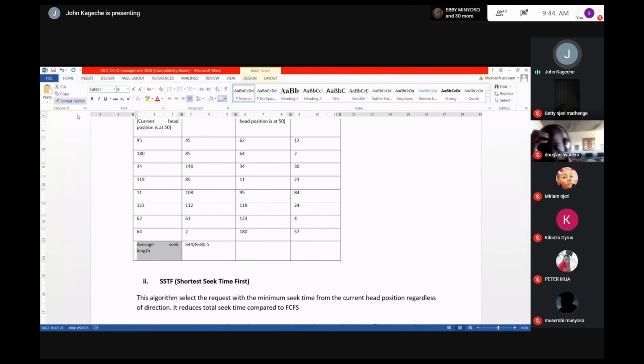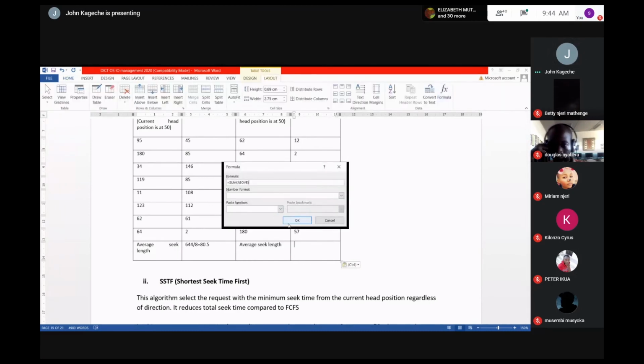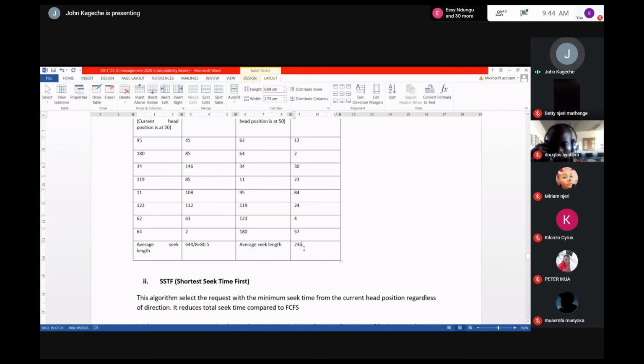So I can copy that and paste it there. Then we do our total. Sum above, to be 236, yeah? Divided by 8 will be what? 29.5. Is equals to 29.5. Now you look at this average seek time.